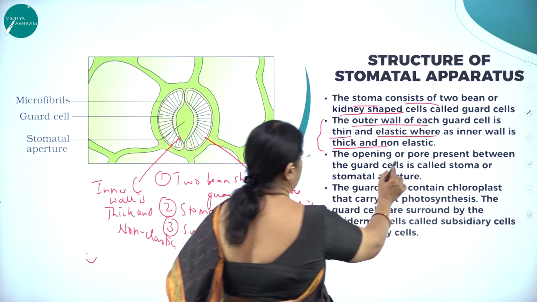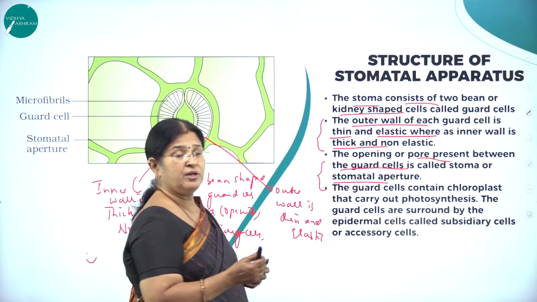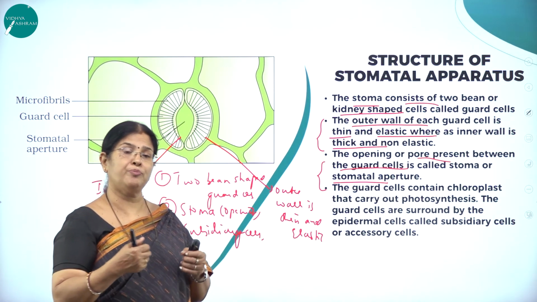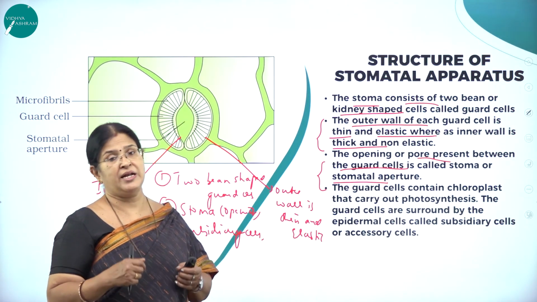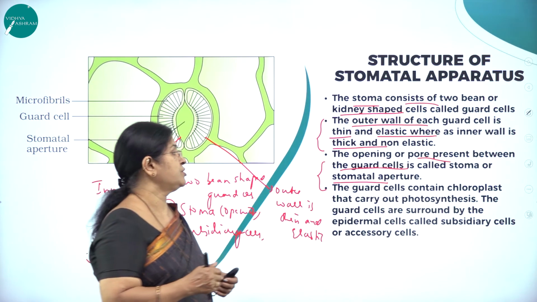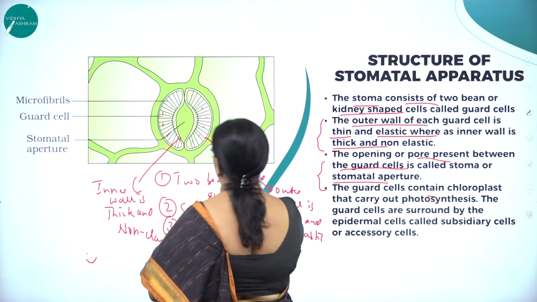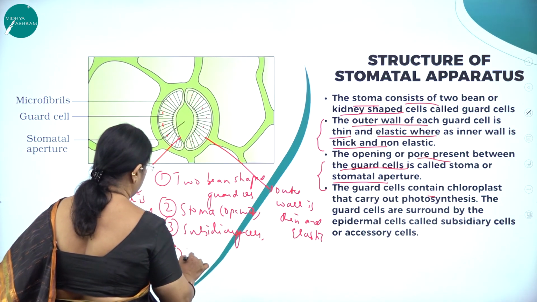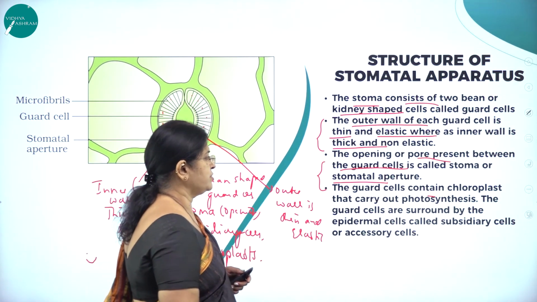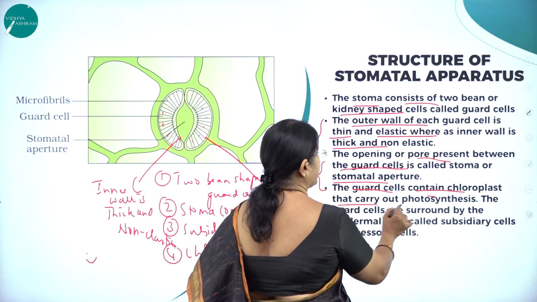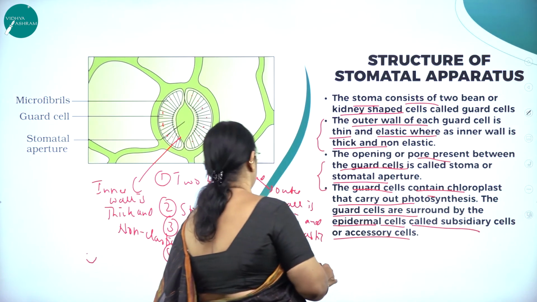The opening or pore present between the guard cells is called stoma or stomatal aperture. There is even a regulation of the opening and closing of the stoma. As we all know, during daytime the stoma remains open and at night it is closed. The guard cells contain chloroplasts, which carry out photosynthesis. The guard cells are surrounded by the epidermal cells called subsidiary cells or accessory cells.